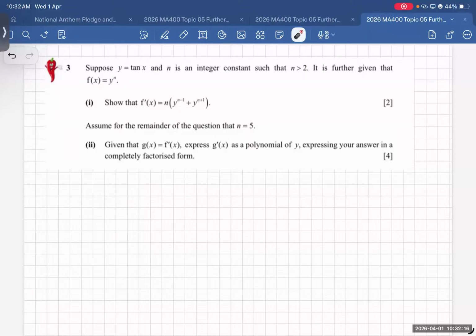Correct? And part 1 tells you what? Part 1 tells you that when you differentiate y^n, it gives you n y^(n-1) plus y^(n+1). Okay, I'm going to copy this again. Differentiate y^n equals n y^(n-1) plus y^(n+1). This is what you learn in part 1.